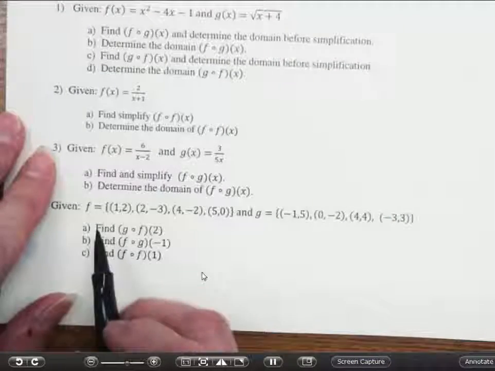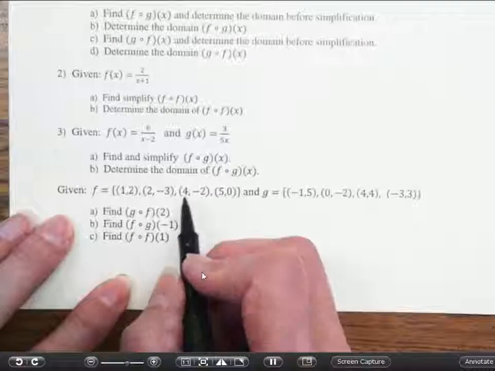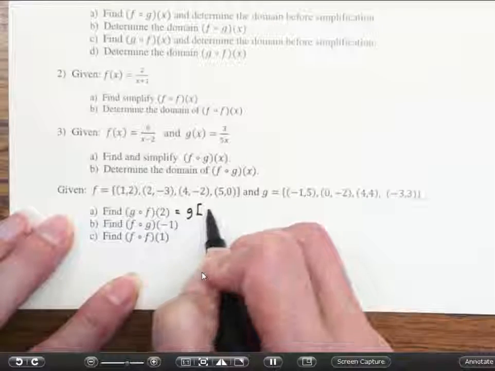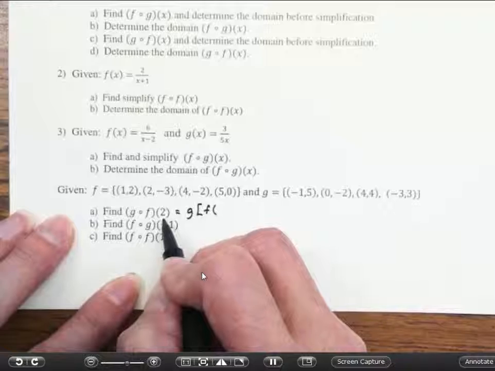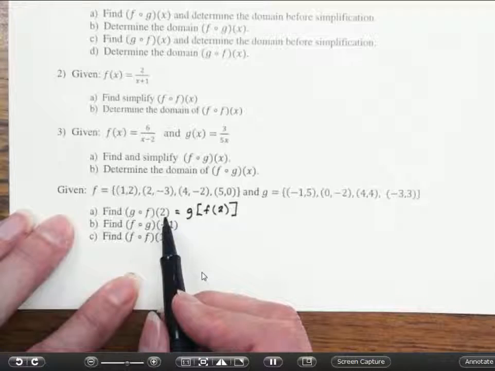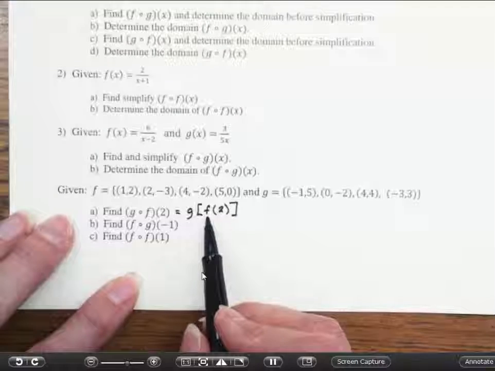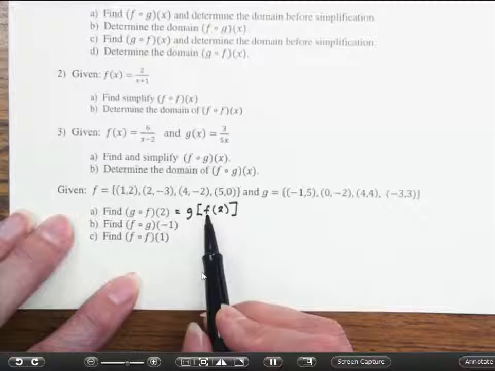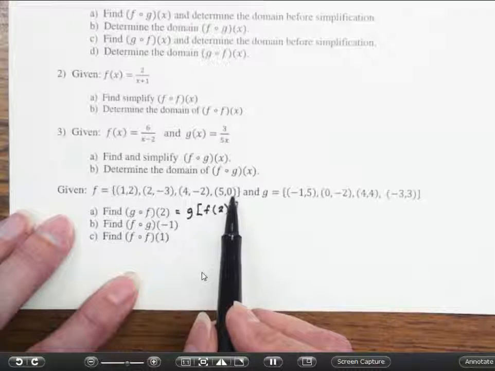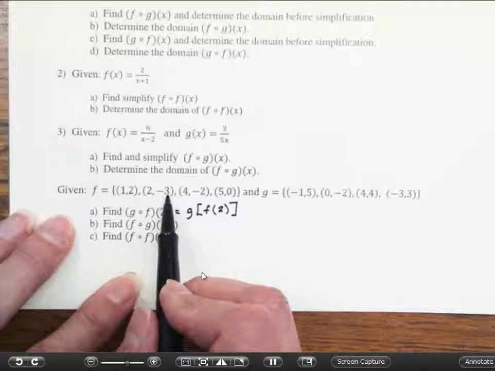So let's go down to the bottom here, the last example. We're going to look at our composite functions first, so that you can understand what the process is. First of all, I'm going to rewrite this as g square bracket f of 2. It would normally be an x, but I want to know what the composite function is when x is equal to 2. So the first thing I'm going to do is figure out what f of 2 is. Look back at your f function. When x is equal to 2, what's my function value? Negative 3. When x is 2, f of 2 is going to be negative 3.